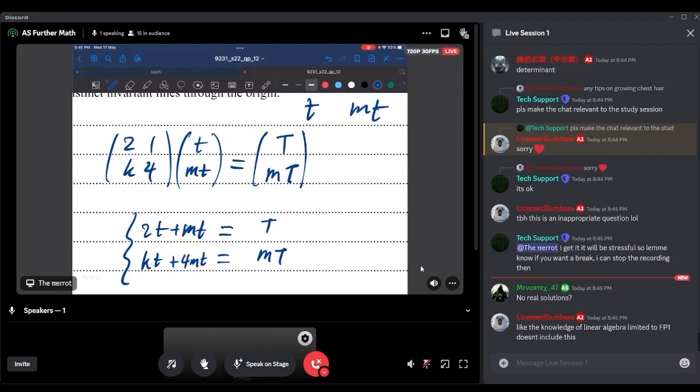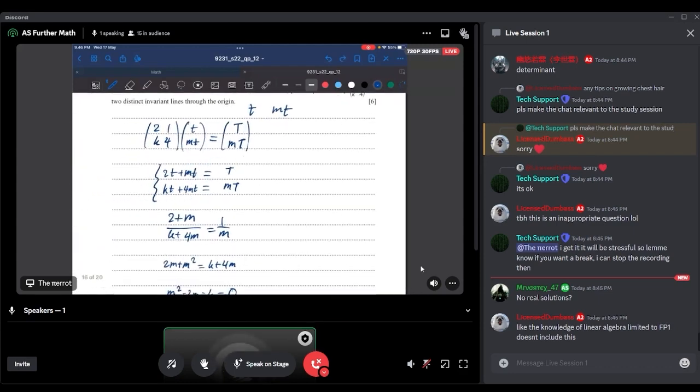2 times 4 minus 8 is 0. Knowledge of linear transformations in FP1 doesn't include this. Yeah, I'm not sure if they explained it somewhere. Is there a better explanation as to why?